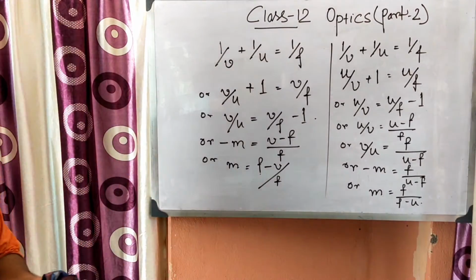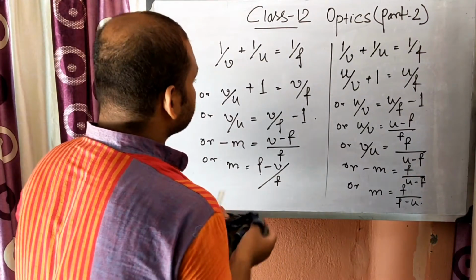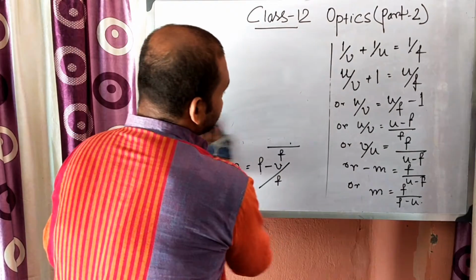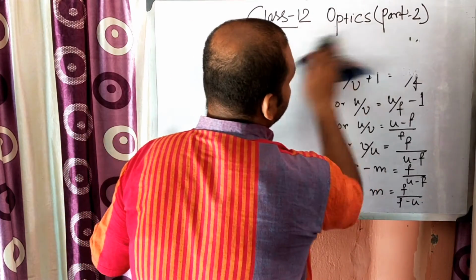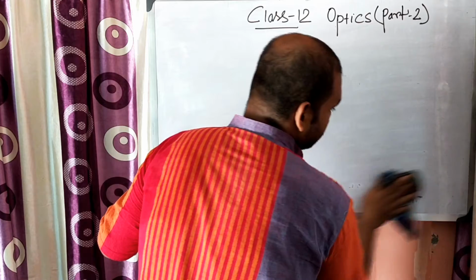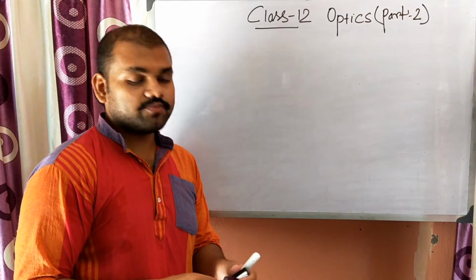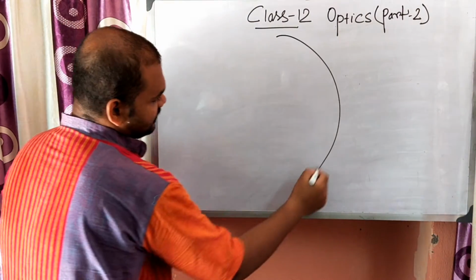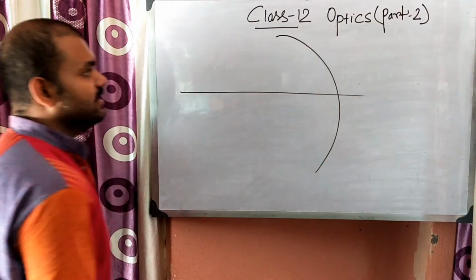Okay, next we come to spherical aberration. What is spherical aberration? Spherical aberration is a particular defect. We use this formula in the case of mirrors whose aperture is small, but in the case of mirrors whose apertures are big, the principal axis is like here.